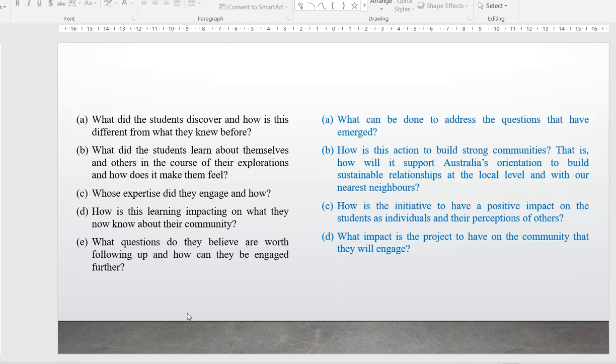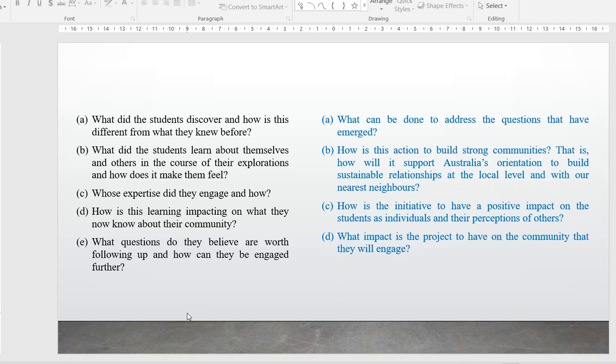Don't use the word engage. Some more appropriate word, like, what have we read? How widely did we read? How many resources did we explore? My vocabulary is really academic. So has the learning impacted on what they now know about?